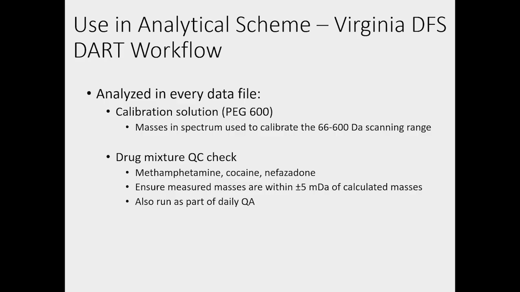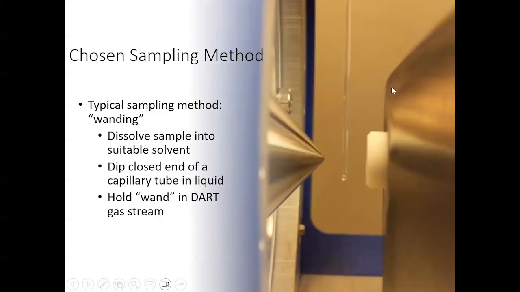And again, in every data file, we'll do our drug mixture QC check. So we don't have an internal standard that's in our samples, but we will analyze a drug mix with every data file just to make sure that the calibration is working appropriately. And as with before, we'll ensure that our measured masses are within plus or minus 5 millidaltons of the calculated masses. And we also run that QC check as part of our daily QA on the instrument.